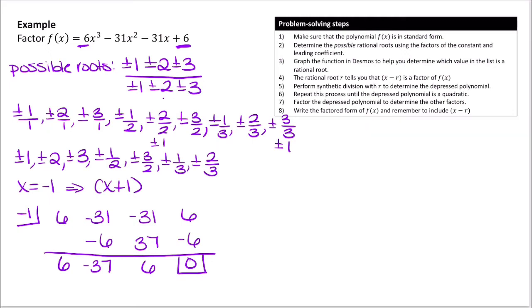So my depressed polynomial is going to have a highest degree term of x squared. So that's going to be 6x squared minus 37x plus 6. So now what I need to do is factor this. So I'm going to factor 6x squared minus 37x plus 6.